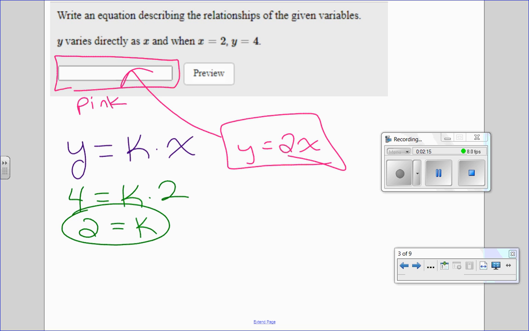Okay, well, hopefully that helps you out if you have been doing these problems right and Varsity Learn's been counting them all wrong. I've been hearing that a lot.